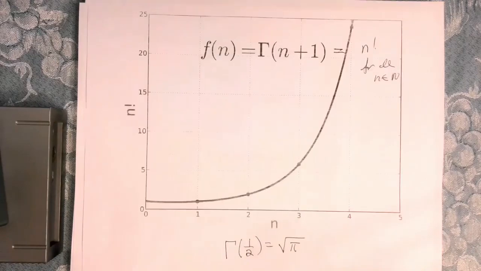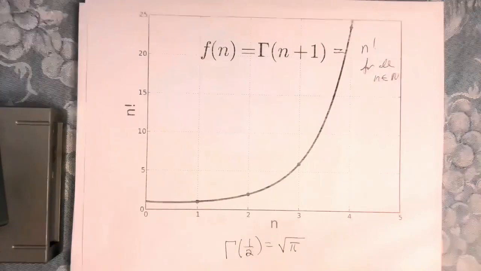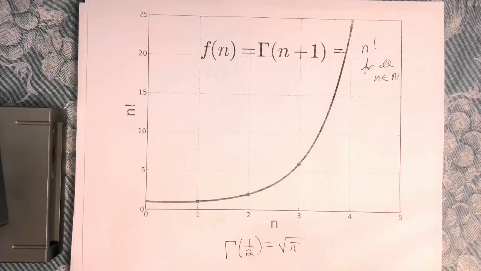Okay, so pretty neat. So the gamma function can generalize factorials to non-natural numbers that are real and positive. Good stuff.